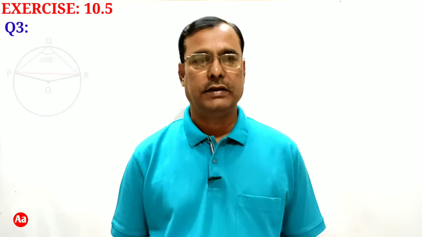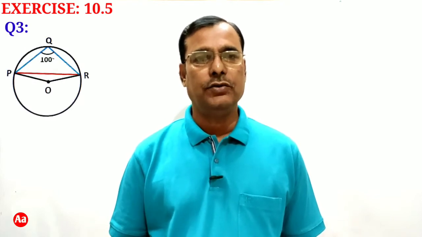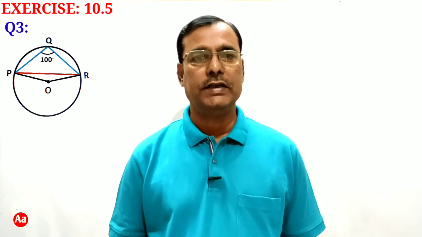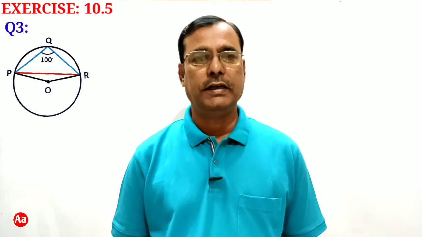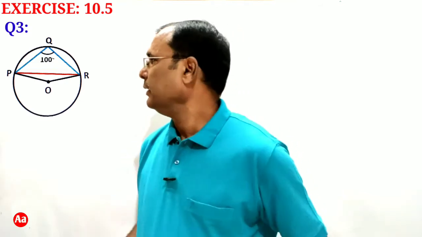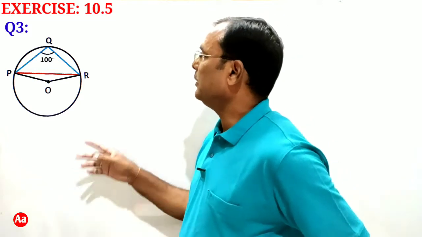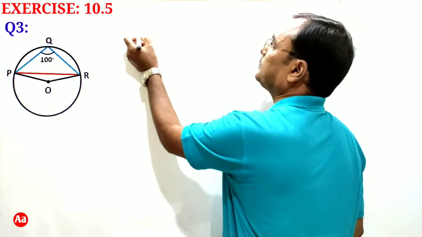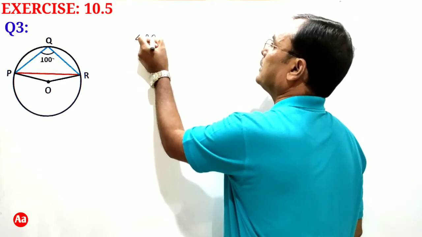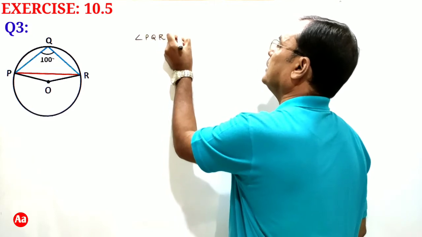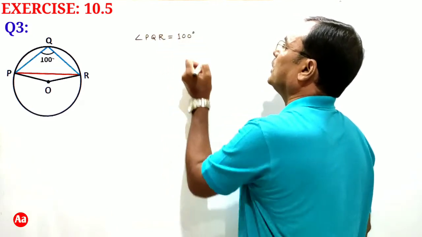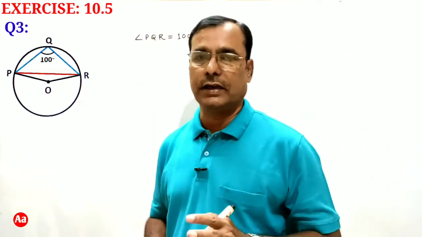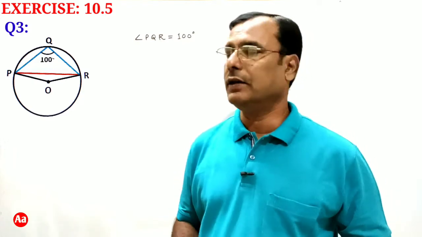Question number 3. In the given figure, angle PQR is equal to 100 degrees, where P, Q and R are points on a circle with center O. Find angle OPR. In this given figure, angle PQR is equal to 100 degrees. P, Q and R are the points on the circle with center O, and we have to find angle OPR.